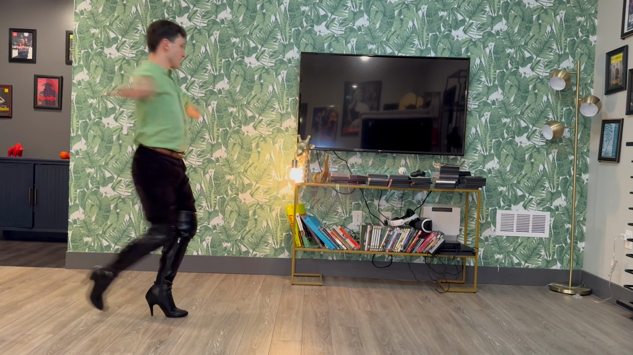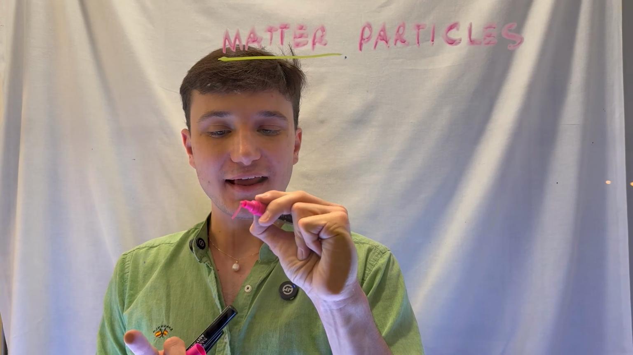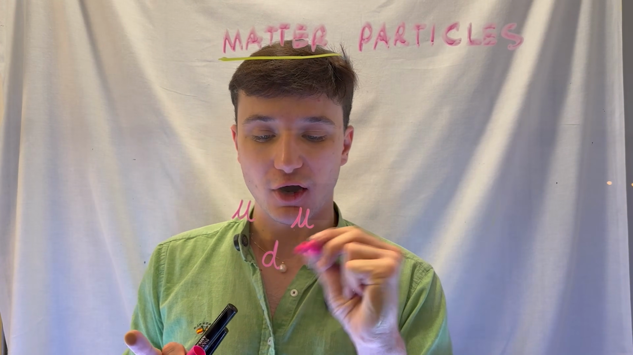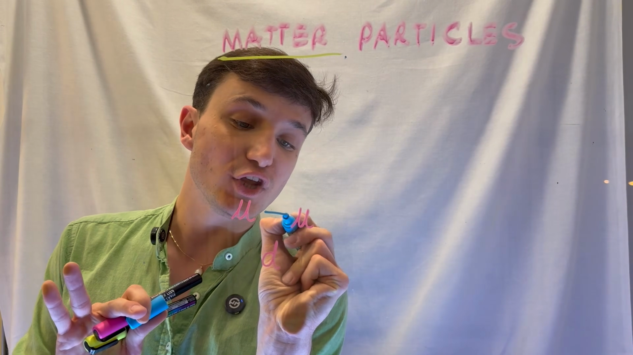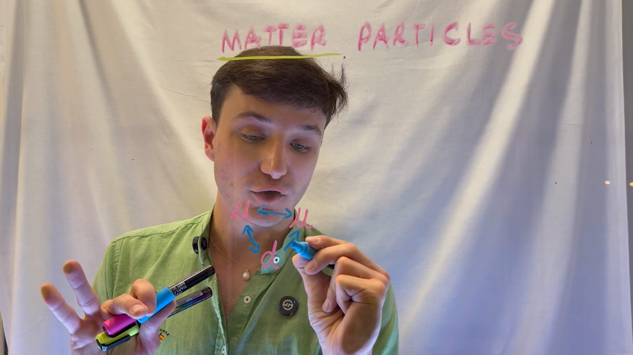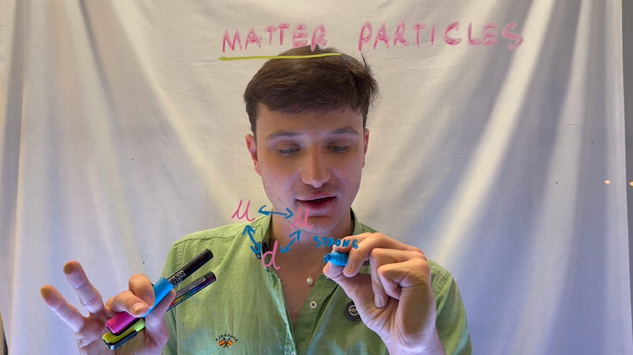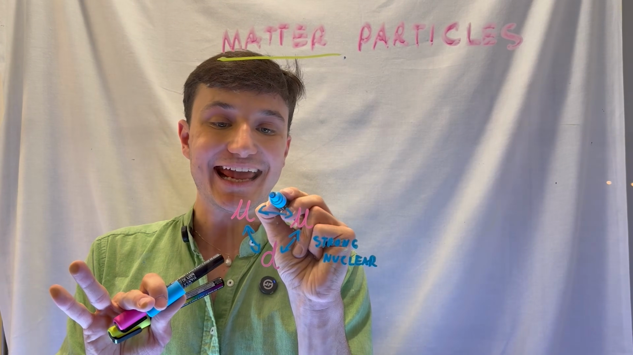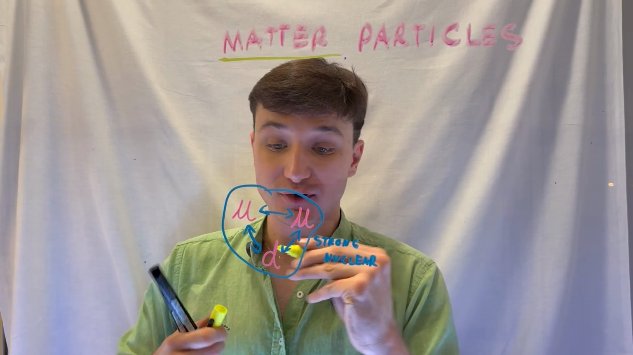Now let's build our first atom. As I said before, we need an up quark, and we need another up quark, and we need a down quark to make a proton. Now, between those quarks, we have the strong force. So this is the strong nuclear force which keeps those quarks together in a structure which we call a proton.